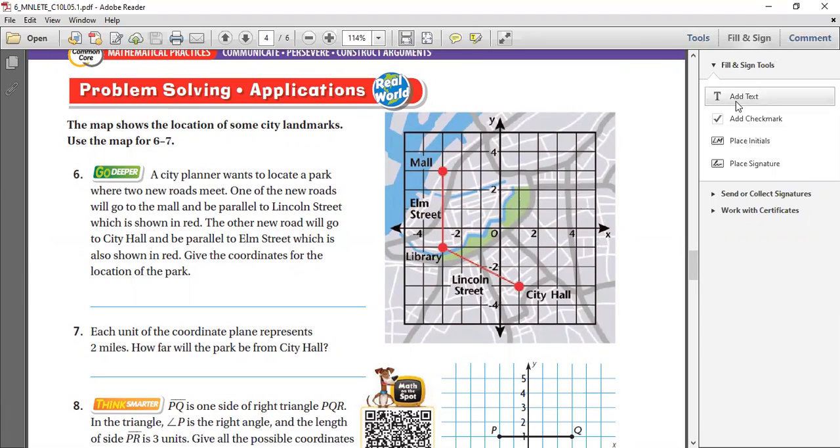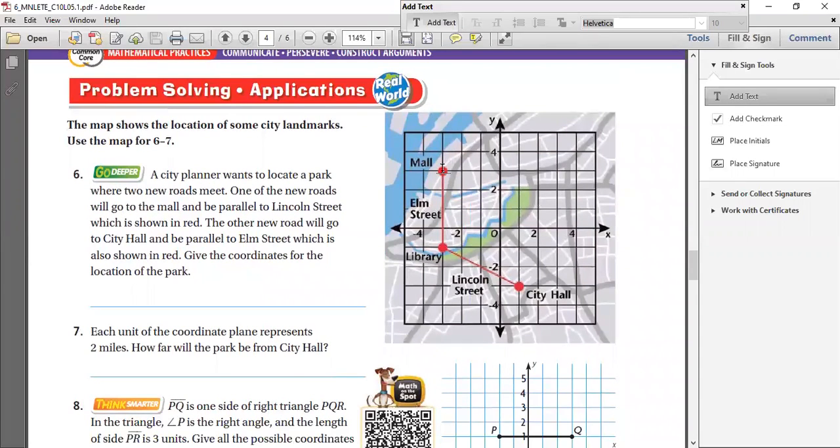What are they saying? A city planner wants to locate a park where 2 new roads meet. One of the new roads will go to the mall. So where is the mall? Okay, the mall is here. And it should be parallel to Lincoln Street. Where is Lincoln Street? Okay, it's here. This line is Lincoln Street.